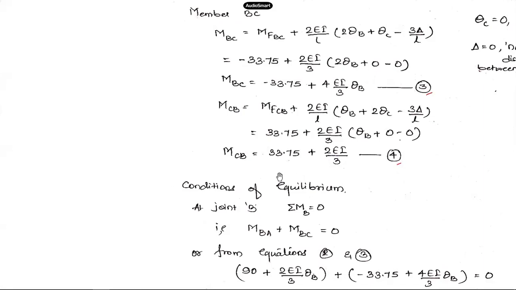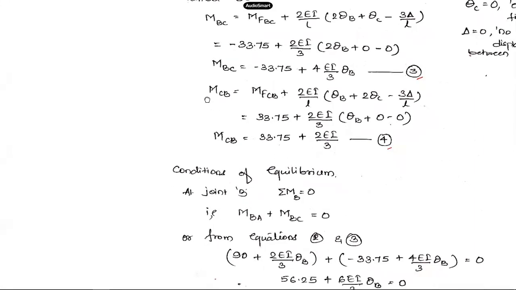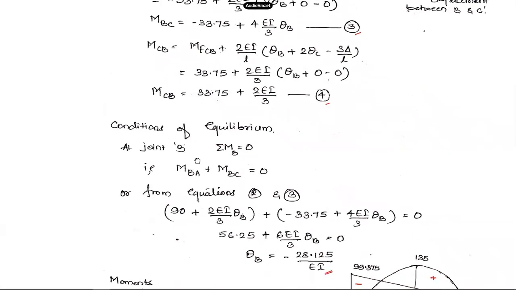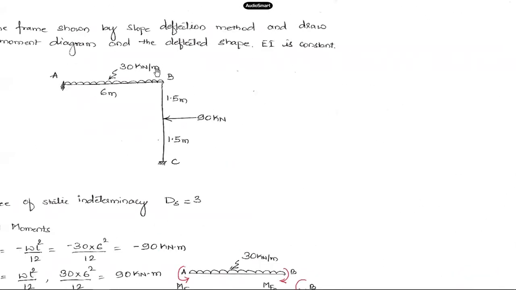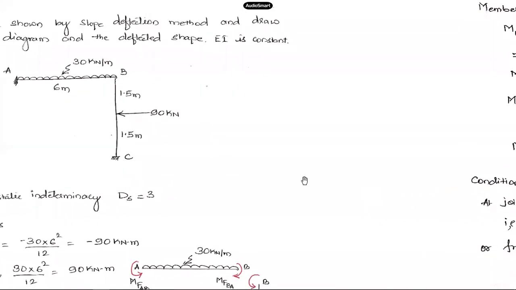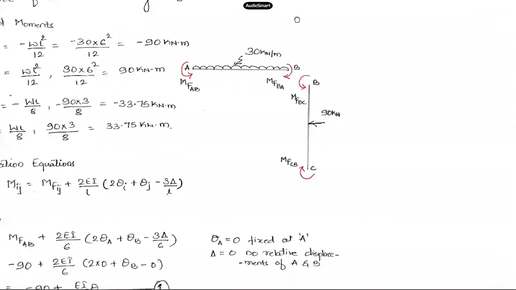Once you have these slope deflection equations, the next step in the procedure will be to write the condition of equilibrium. For this frame, I can write the condition of equilibrium at joint B. At joint B, the summation of moments should come out to 0. Summation MB should be 0 at this joint. When you add up the moments at this joint, it should come out to 0. So what are the moments that are coming at this joint B?